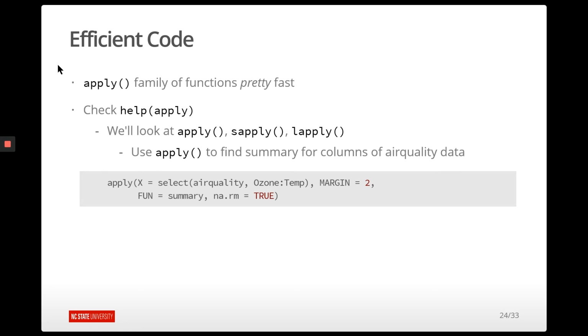So we can go back to our air quality data, and we can consider finding, say, the summary statistics for each one of the numeric columns of interest there. So with apply, we need to specify those three things. First, the data set that we want to work with. So here, X is going to be just the columns from ozone to temp from the air quality data. I want to apply my function to the columns, so I'm going to put margin equal 2. The function that I want to apply to each one of my columns is the summary function, which remember gives us the 5-number summary and the mean.